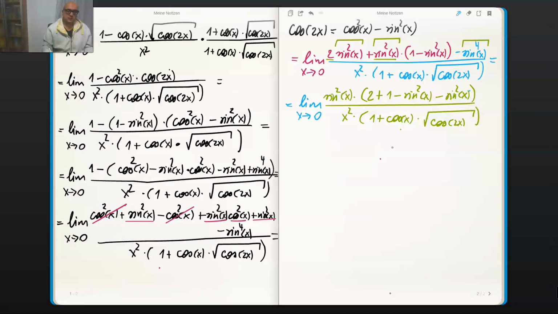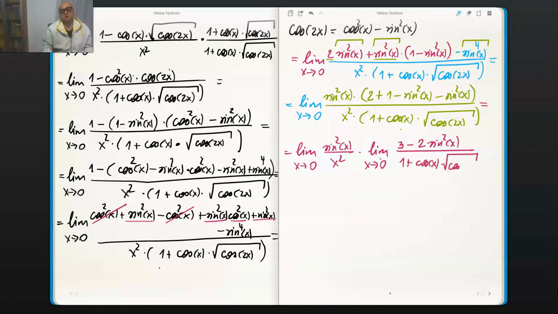And now you see it's nice because now we can separate this limit. We can write it as the limit x towards 0 of sine squared of x divided by 8x squared, times the limit x towards 0 of 3 minus 2 sine squared of x, divided by 1 plus cosine of x times square root of cosine of 2x. And now we easily can compute it.